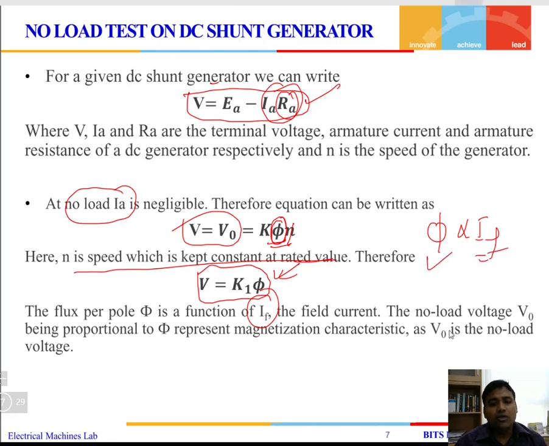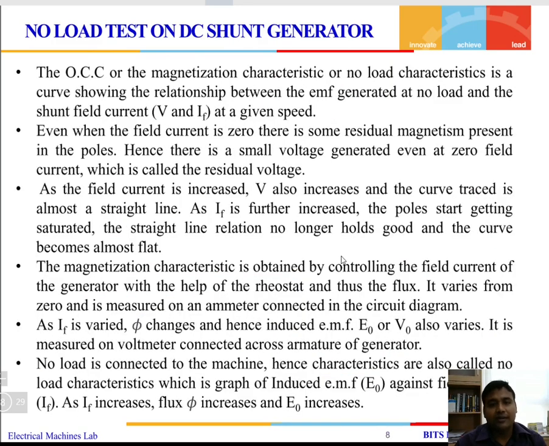So the no load voltage being proportional to flux represents the magnetization characteristic, as V naught is the no load voltage. So the voltage that is produced depends upon flux, hence it is known as the magnetization characteristic, and flux depends on the field current. So the no load test on a DC generator will require some steps to be followed, which are given in the manual. You can go through the manual.